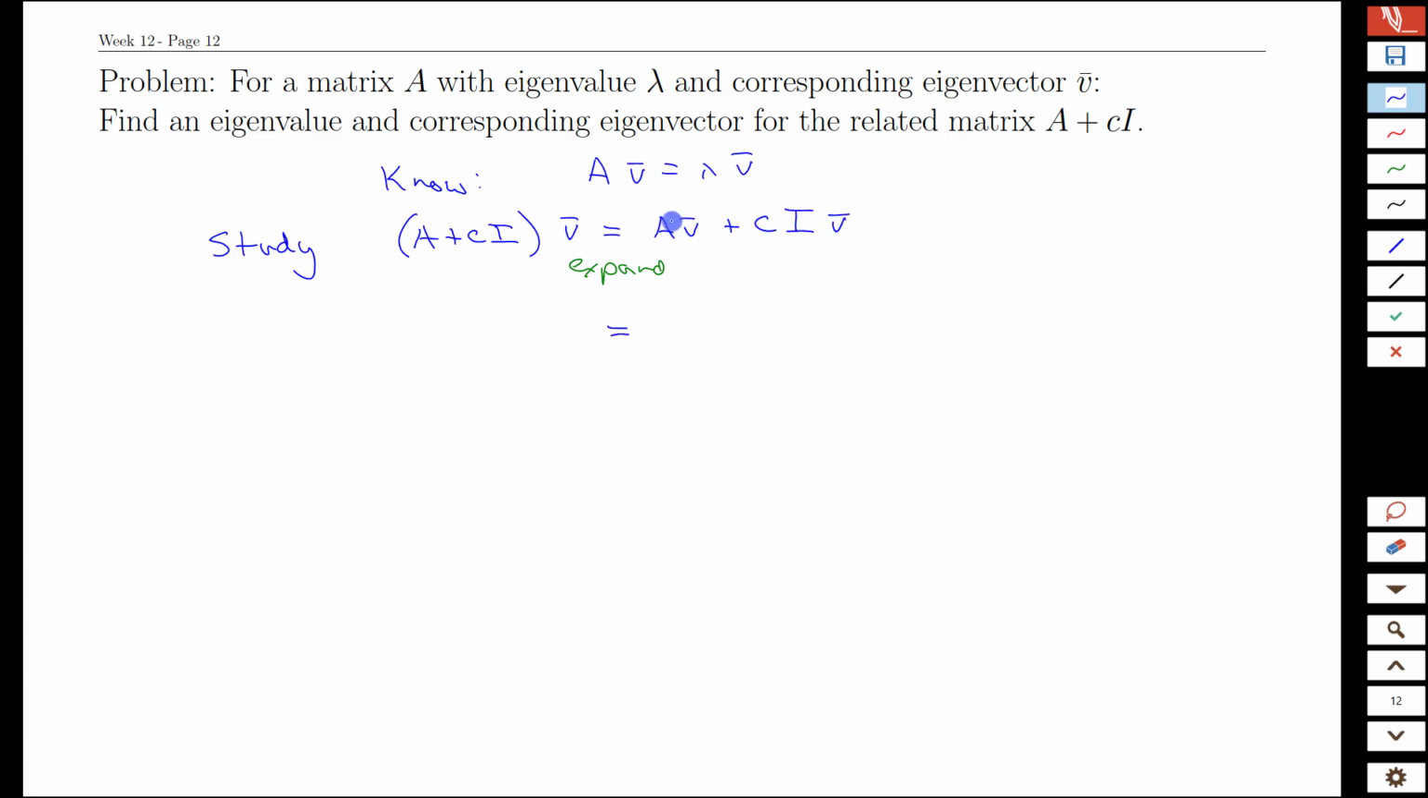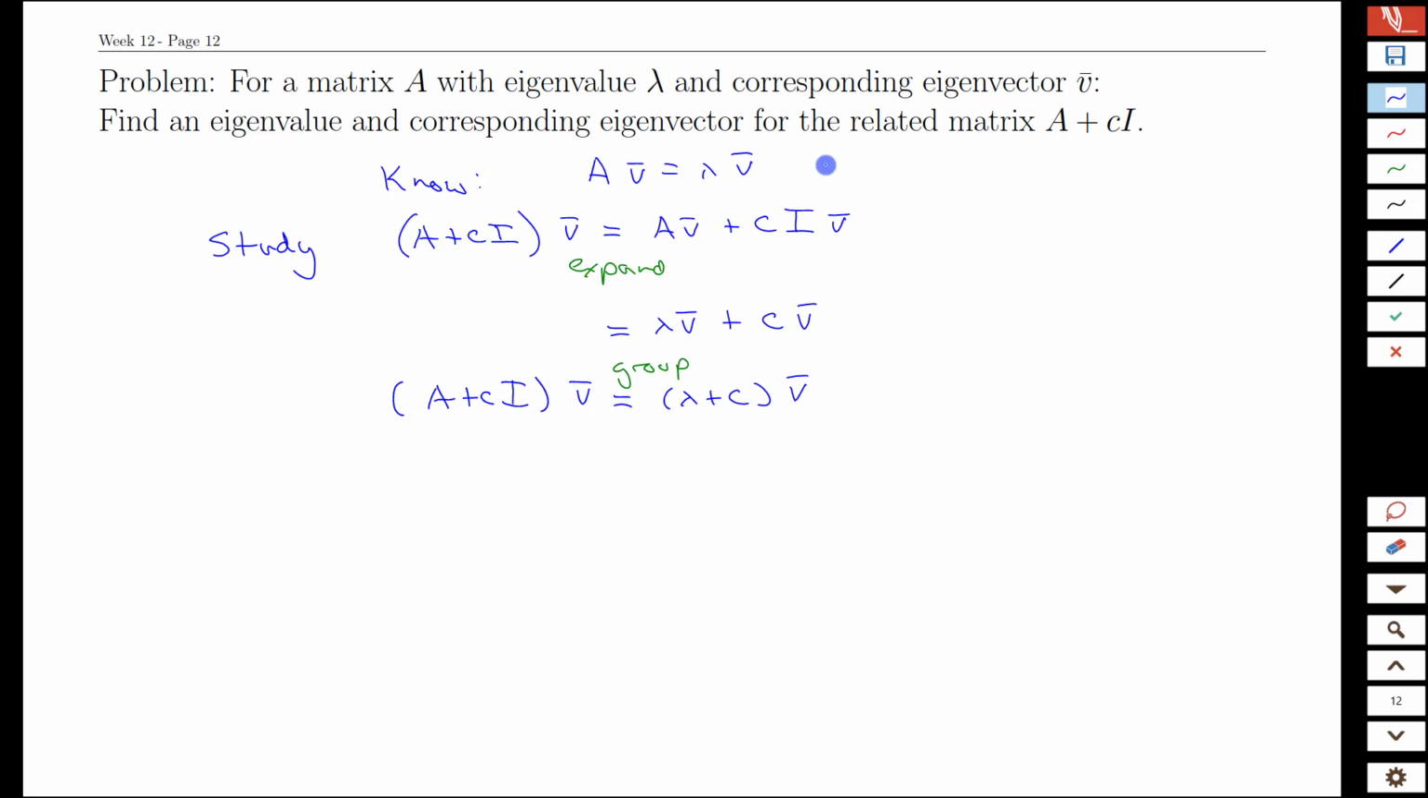Because once we've expanded things, you can say, oh, A times v is one of the terms. We know that's lambda v. We also know that an identity matrix times v is the same thing, so we're going to get cv. And if we group, go the other way again, we have v in both of these. So we have lambda plus c times v. And what did we start with? We started with A plus cI times v.